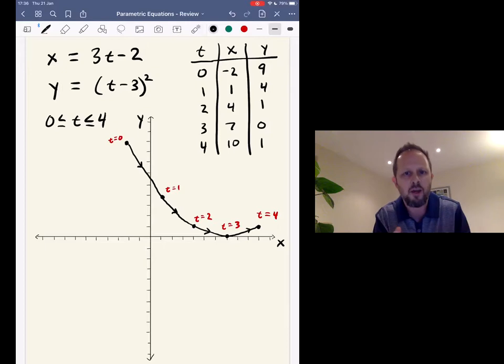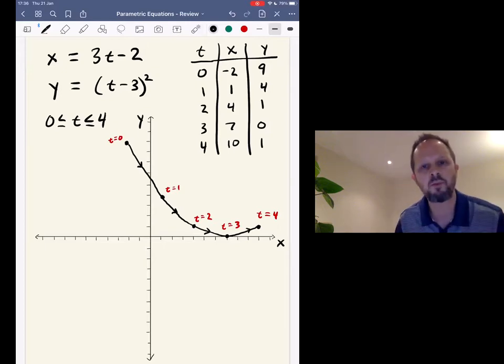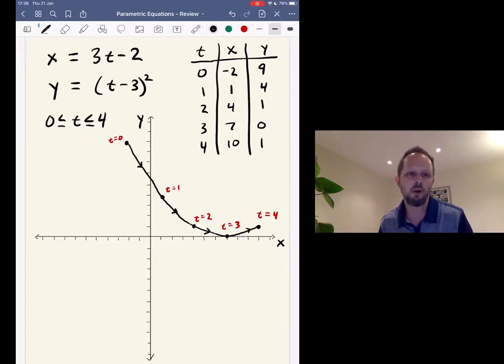Now, t is used oftentimes because time is oftentimes considered that third parameter, but you don't have to use time. It could be other parameters. The variables can be defined however you want.